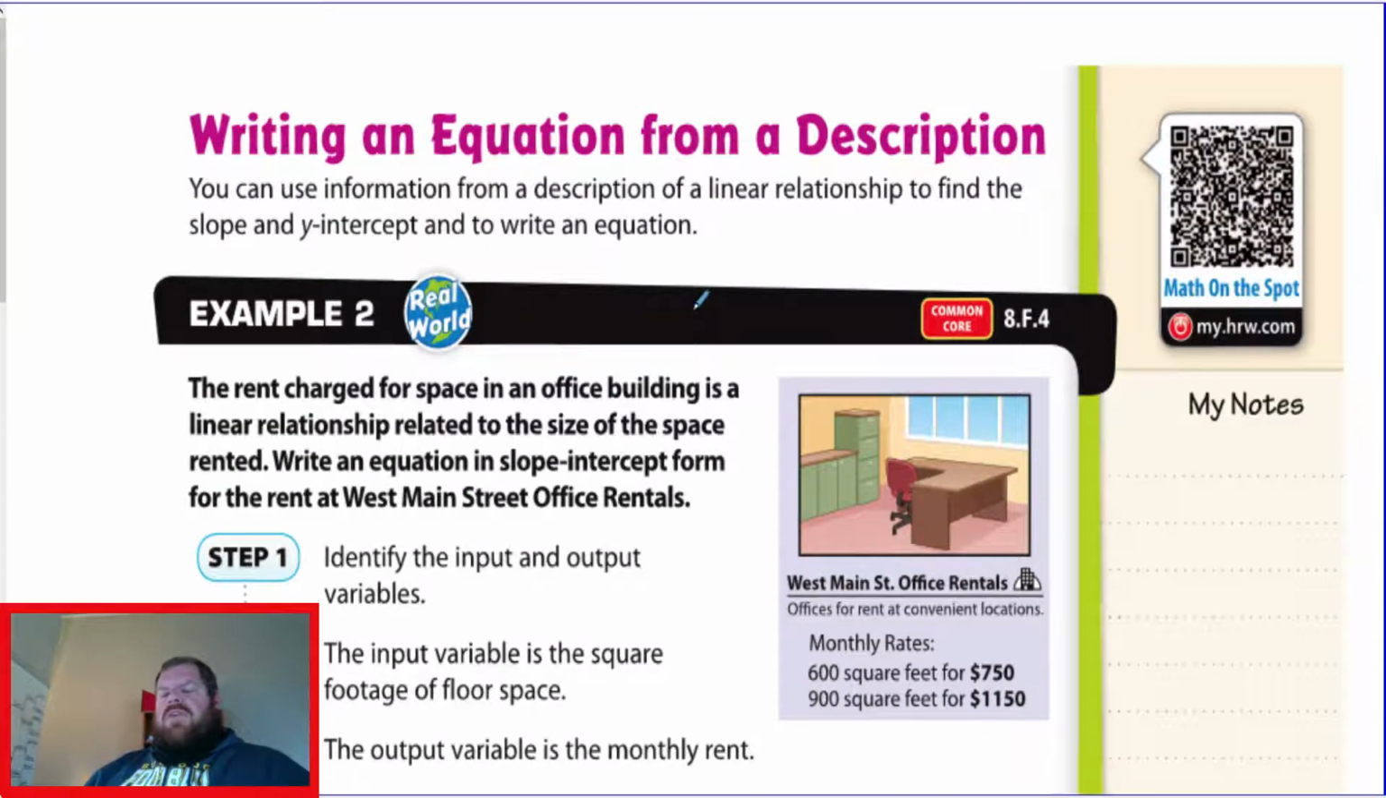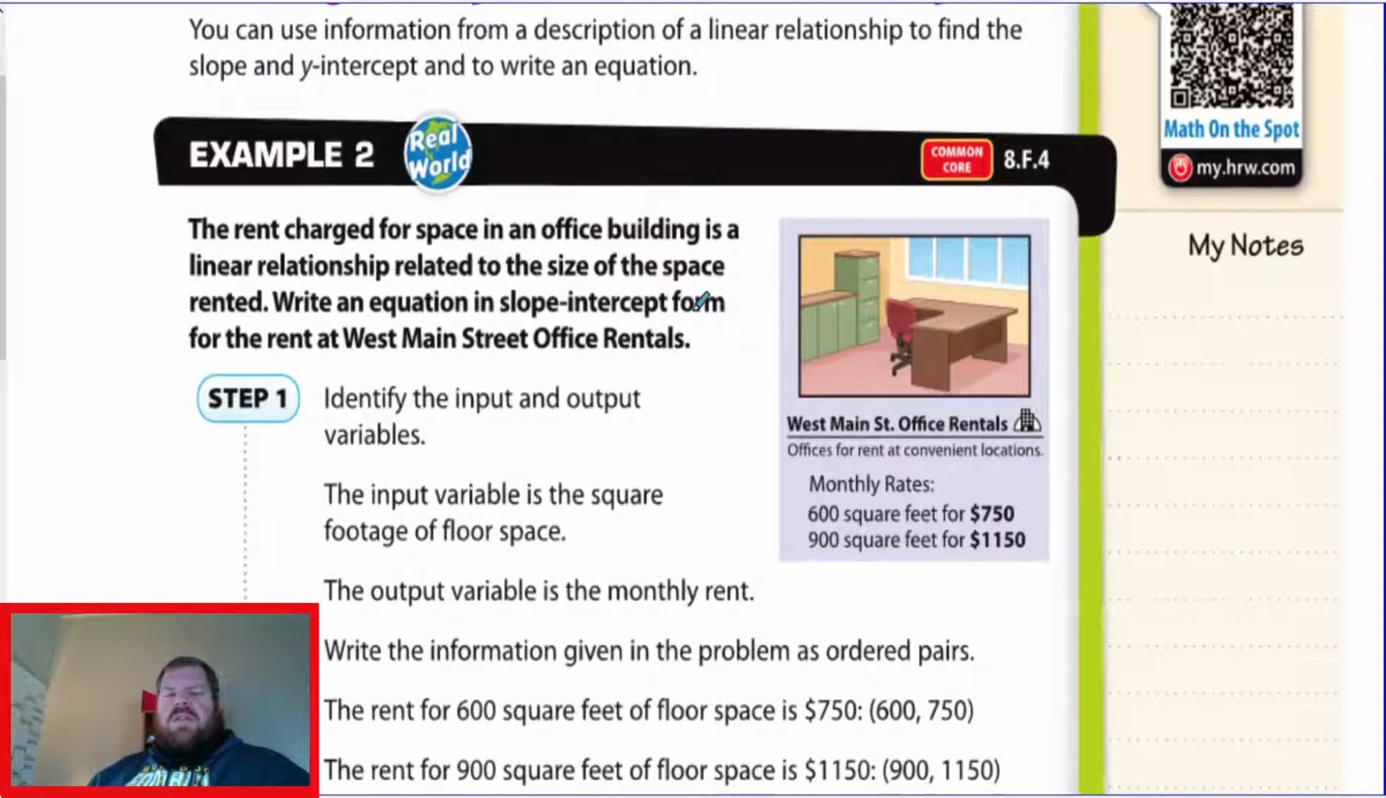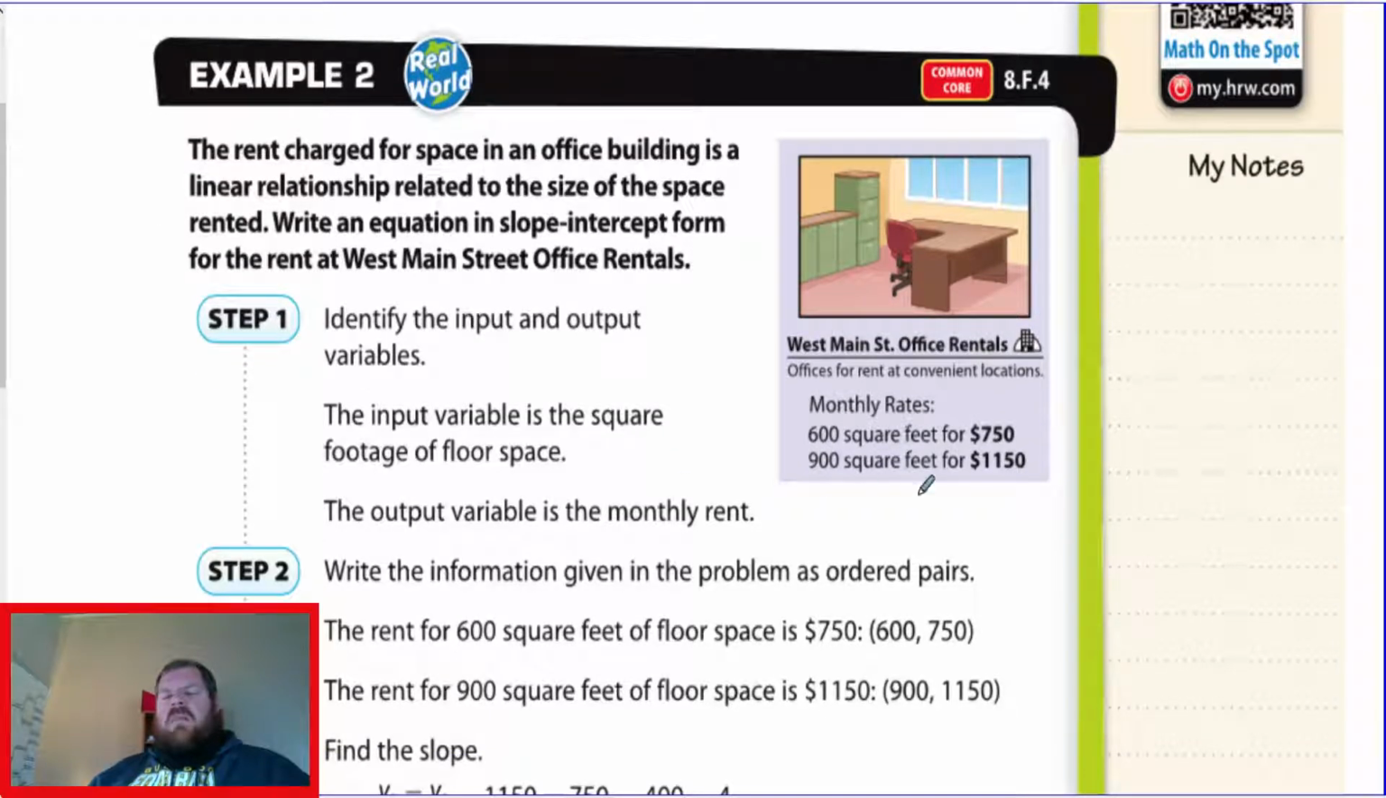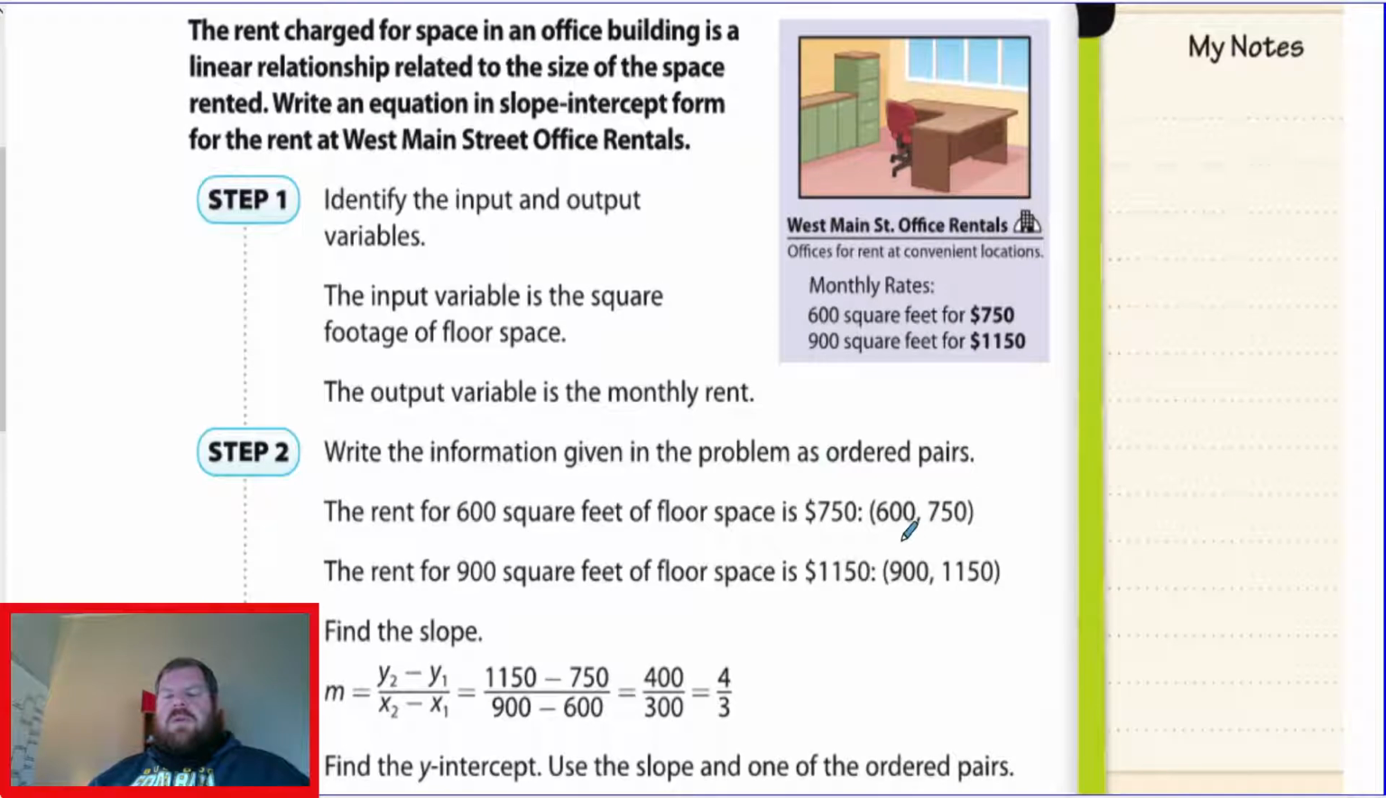Write an equation from a description. So we can do this just as easily. And this one says that the rent charge for space in an office building is a linear relationship related to the size of the space that's rented. So we have a couple situations here. We have a 600 square foot location for $750 and a 900 square foot location for $1,150. So we're going to use those as points. Okay, and that's what they're doing right here. They're using x to represent the size and y to represent the cost.